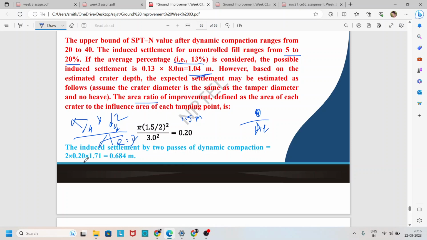After finding the area ratio, if we multiply the area ratio by 2 for two passes, and also multiply by the depth of crater, which is found from this empirical formula, we find that the settlement is 0.68 meter. So it is quite less than the 1.04 meter. So this technique is suitable for this site.